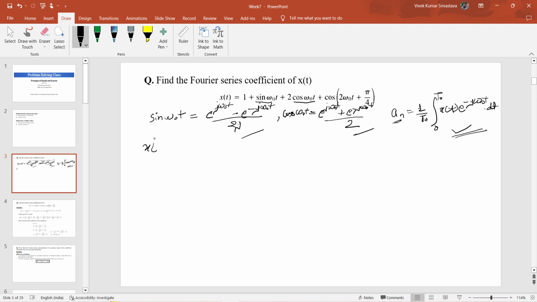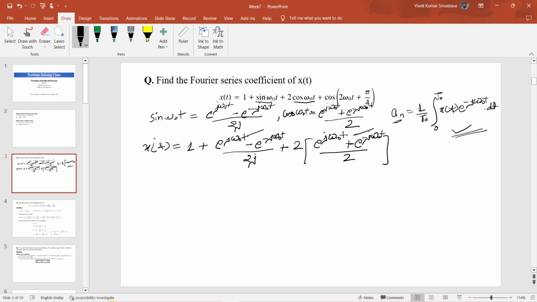So x of t is represented as 1 plus sine of omega naught t, which we can replace by this exponential term, that is e raised to the power j omega naught t minus e raised to the power minus j omega naught t by 2j, then plus 2 times cos of omega naught t, which is equal to e raised to the power j omega naught t plus e raised to the power minus j omega naught t by 2. And now we can write the third term.